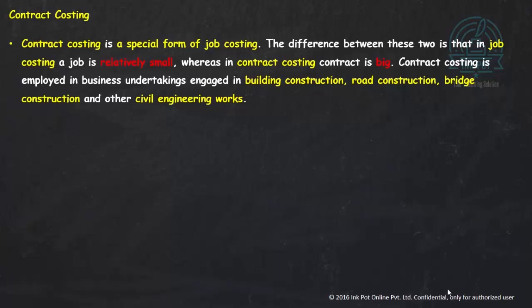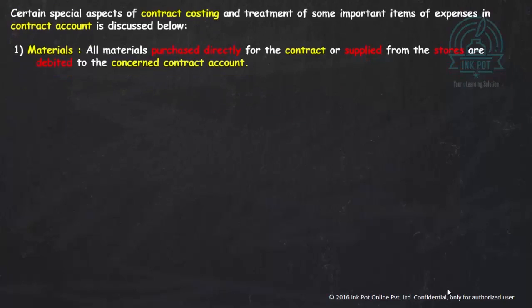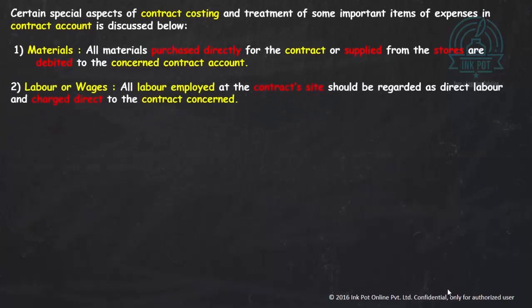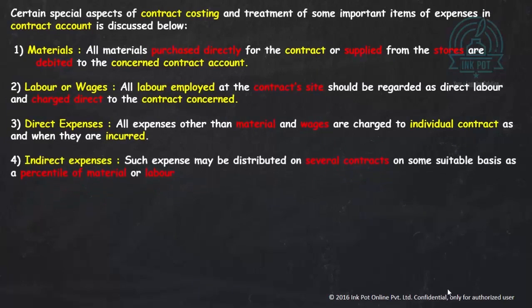Now, the examples of contract costing are building constructions, road construction, bridge construction, flyovers, civil engineering work, etc. In case of contract costing, we prepare a contract account, and what we include in the contract account is material, labor, direct expenses, indirect expenses. You are all well aware of what material, labor, direct expenses and indirect expenses are. Being expenses, they are recorded on the debit side of the contract account.